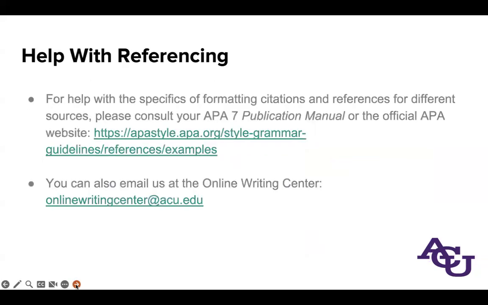If you need any more help with referencing, you can check out the APA 7 publication manual or the super awesome and very highly clickable, well-organized APA website. They have examples of just about every kind of reference that you would need to write on their website and even more in their publication manual. And of course, we always invite you to email us at the Online Writing Center at onlinewritingcenter@acu.edu, and one of us will answer pretty promptly.